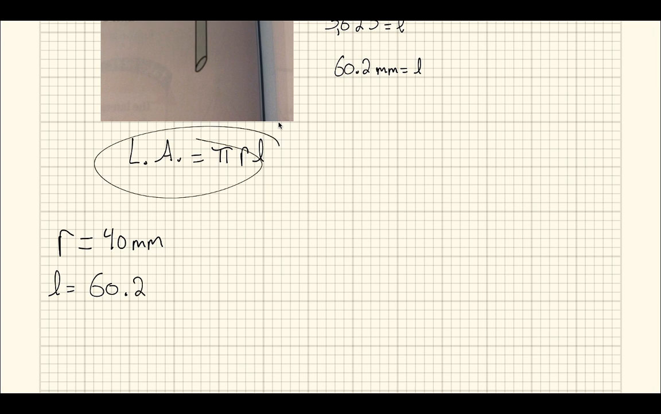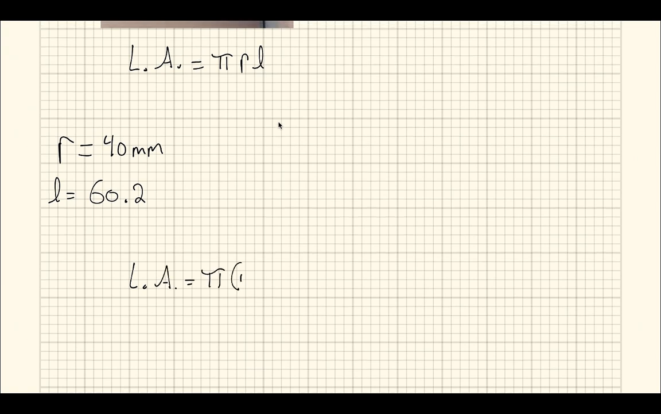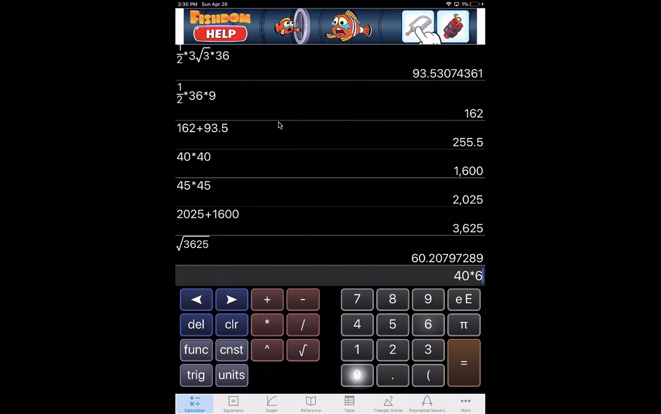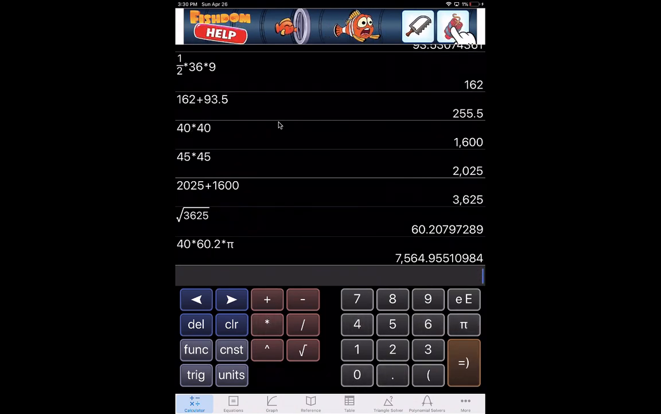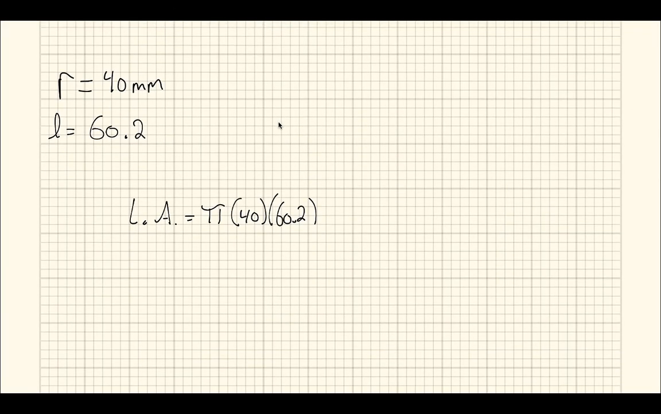And then we can just go ahead and plug those in. So my lateral area is pi times 40 times 60.2. Okay, plugging that all in, you get 7,565 when rounded. It's a surface area, so these are millimeters squared.